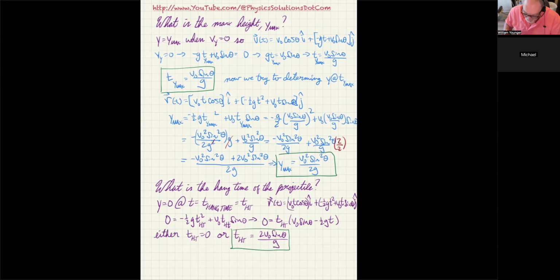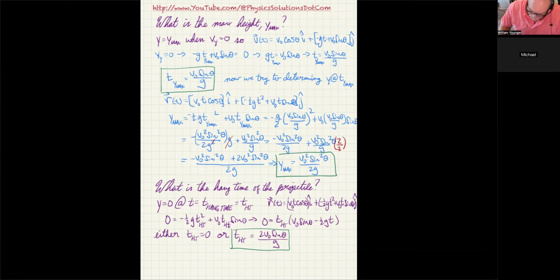And notice that it's exactly twice t max. T max was v0 sine theta over g. In this case, t hang time is 2v0 sine theta over g, which is exactly what we expect. That previous problem we did was a little more complicated because the projectile was launched from 1 meter above the ground. So there was a little bit extra time between the time it reached that initial height and the time it reached the ground. In this case, it's perfectly symmetric, so we don't have to do that.